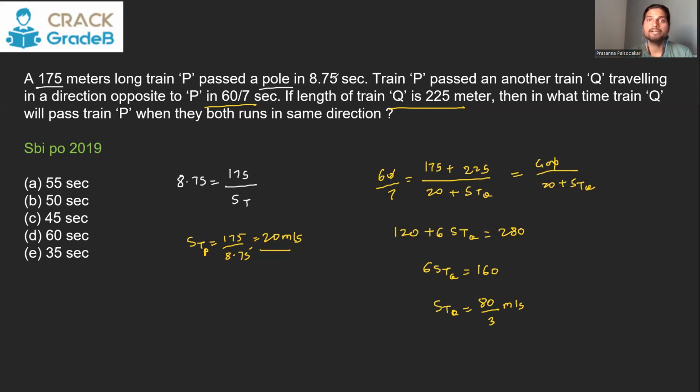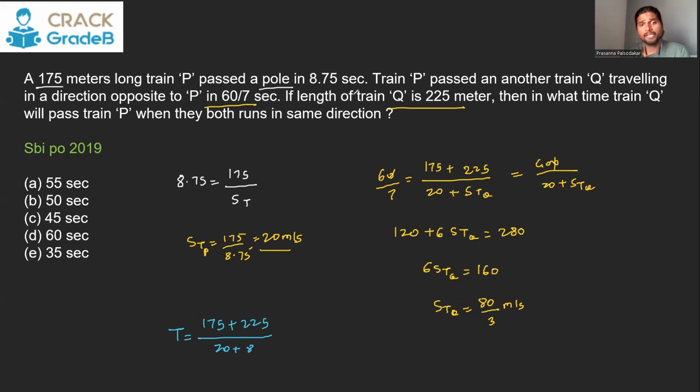Now you just have to calculate how much time they will take to cross each other. Time to cross each other is length of train 1, which is 175, plus length of train 2, which is 225, upon speed of train 1, which is 20, plus speed of train 2, which is 80 by 3. Sorry, subtraction. Same direction is subtraction.